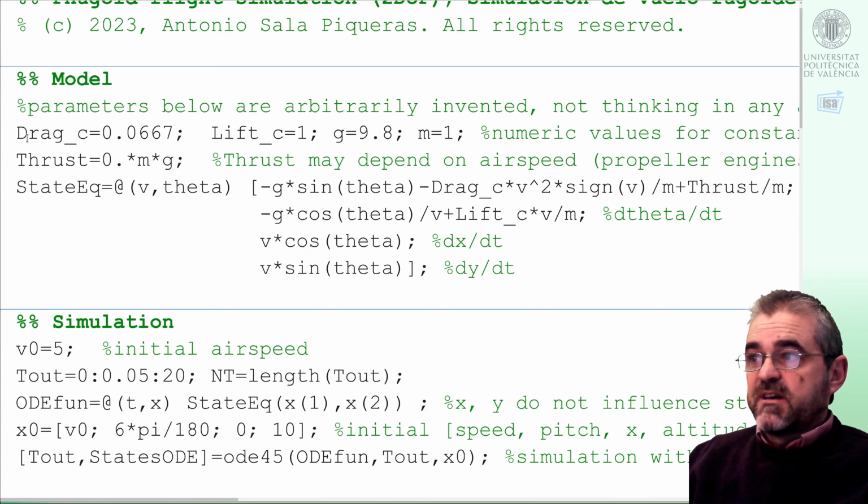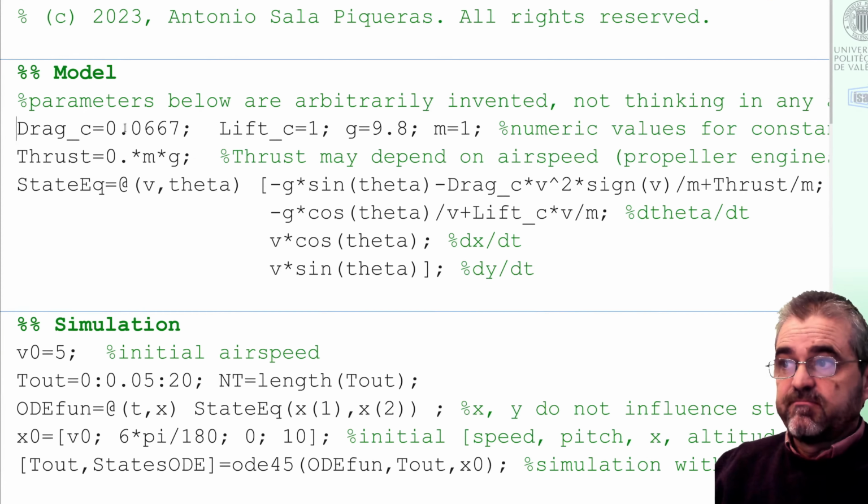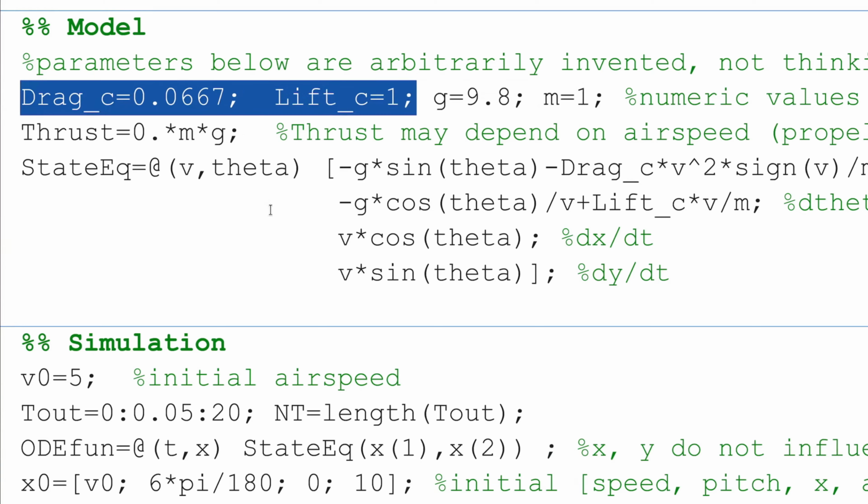So we'll start with the first simulation, in which we'll use a lift coefficient of 1 and a drag coefficient of 0.0667, which means a lift to drag ratio of 15. These parameters are arbitrarily invented, in the sense that I am not thinking of any particular aircraft.